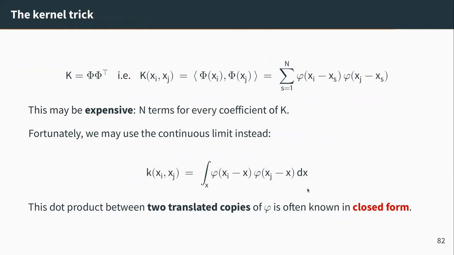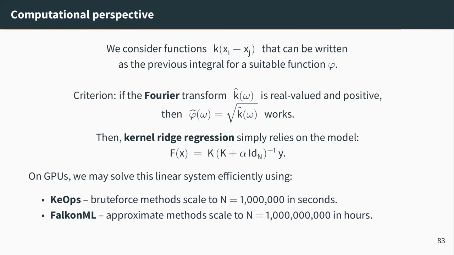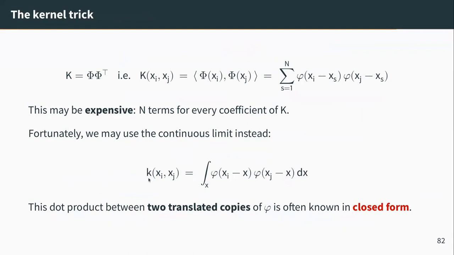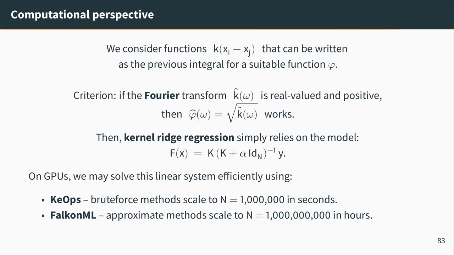So these are just basic properties of the Fourier transform. Essentially, k is actually a convolution between phi and a mirrored version of phi. And you know that a convolution, in Fourier domain, is just a multiplication. So when you're asking, can my function k be decomposed as phi convolved with phi transpose, you're really asking, can the Fourier transform of k be decomposed as the Fourier transform of a nice function, like a symmetric function, etc. And this is where the criterion comes from.